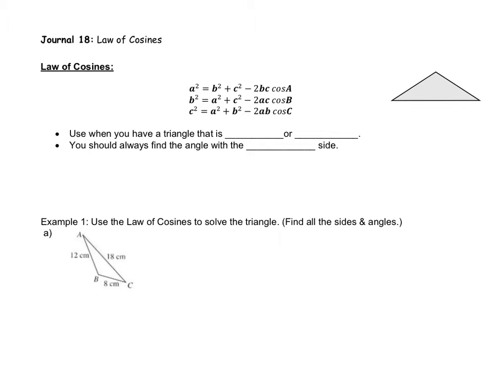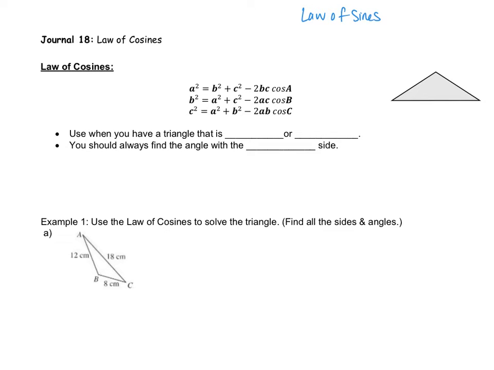So we've talked about the law of sines. Today we're going to be talking about the law of cosines. Now you're probably thinking, why do we need another formula to solve for triangles? Well, that's because the law of sines only works when you have two angles.